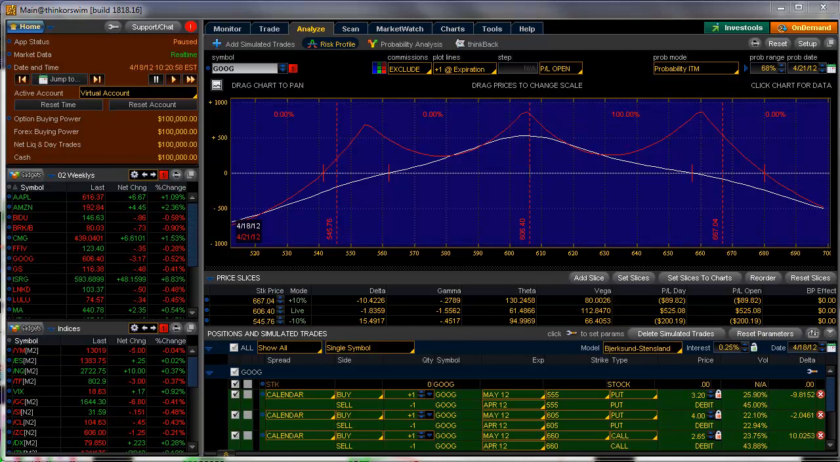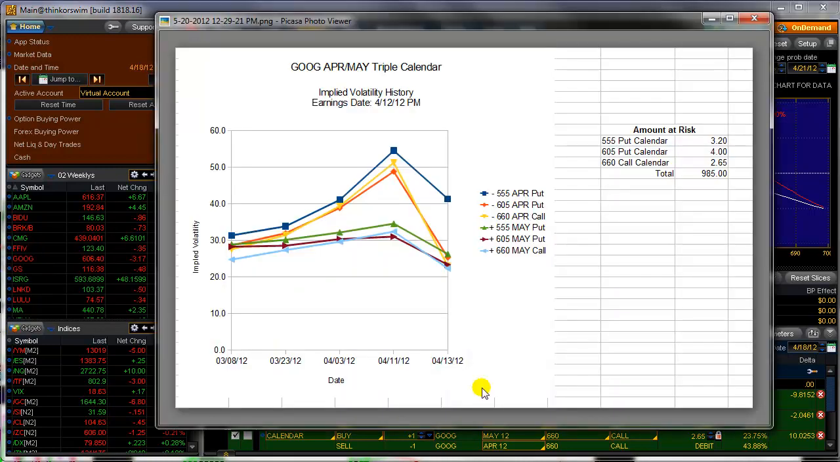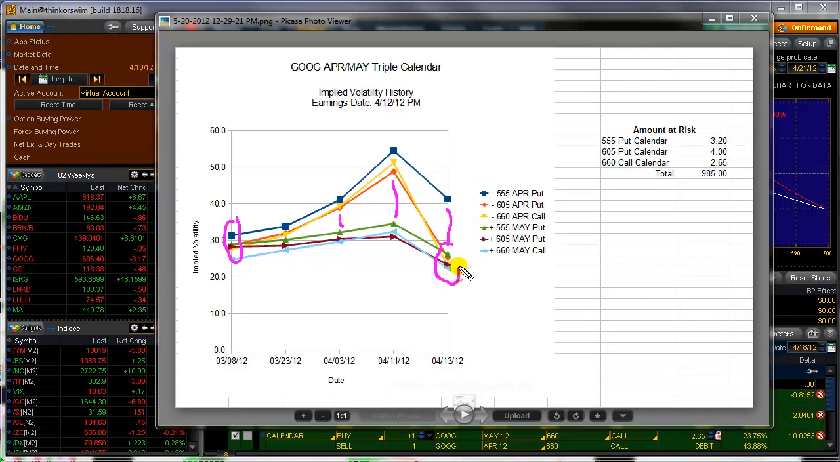All right, now one other thing I wanted to show you is a graph that I made of the IV on those same days that we just reviewed. You can see when we started out, everything was pretty much grouped together for each one of the strikes for both the April and the May. And as time marched on, they started to get a little bit further apart. And the day before earnings, they were very far apart. This is what I mentioned the day after earnings about the difference between this 555 and everything else. Everything else had just really come down to earth here.